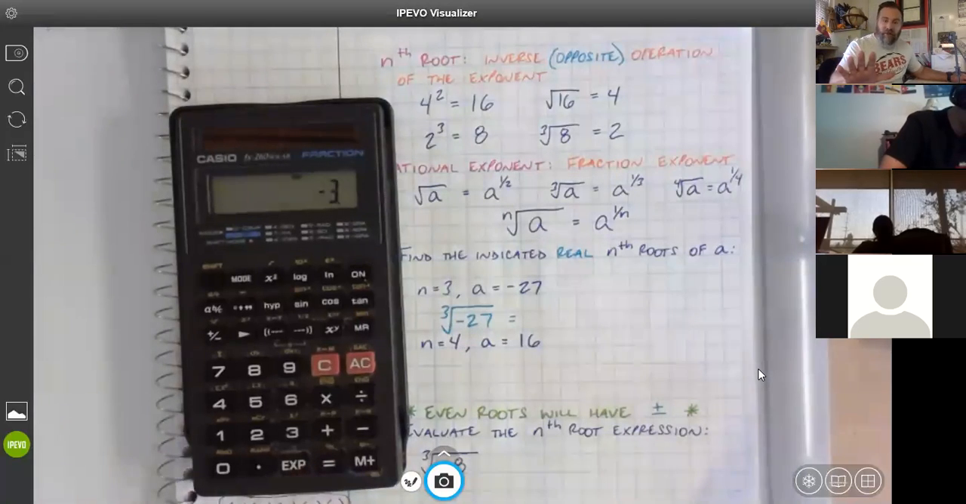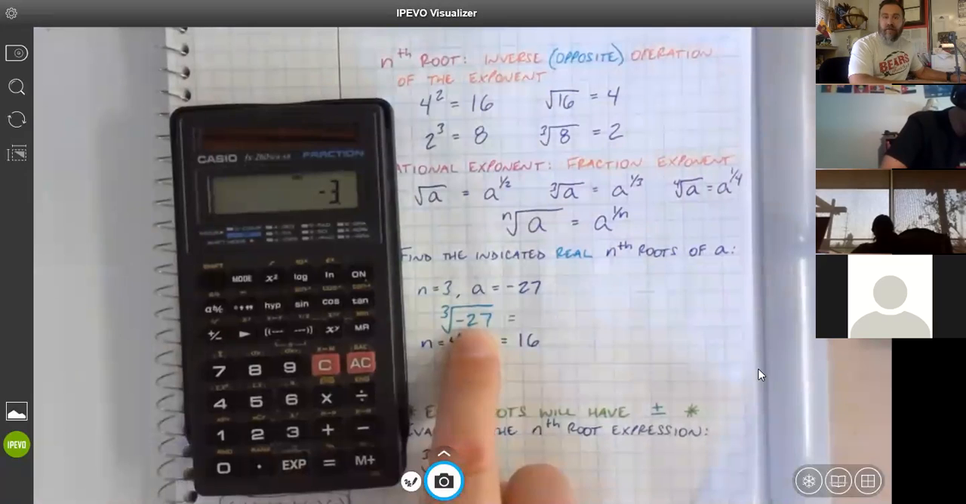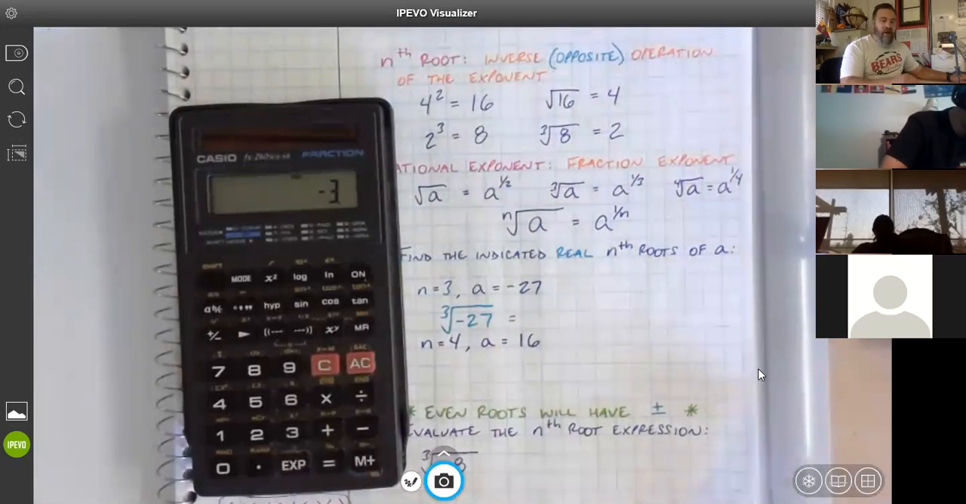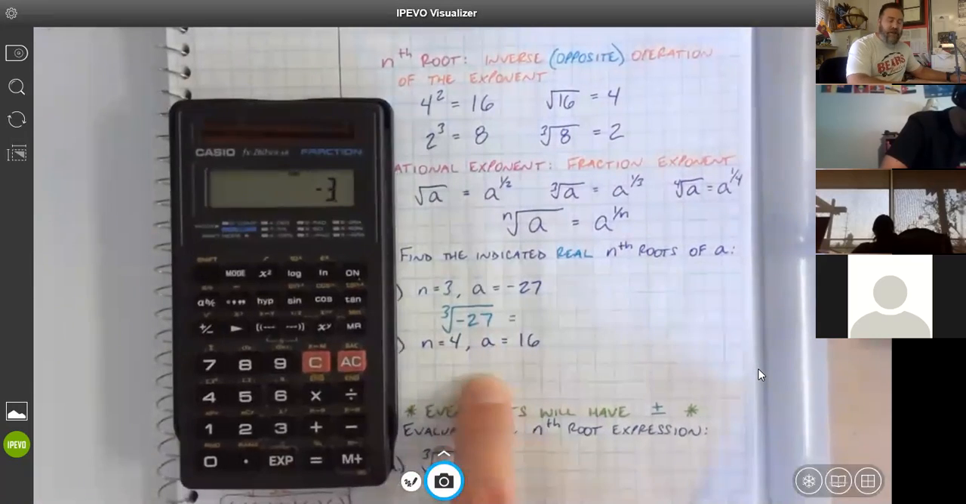Just to check that result, negative 3 times negative 3 times negative 3, which is the same thing as negative 3 cubed, should give me negative 27. So just checking, negative 3 times negative 3 gives me positive 9. That positive 9 times another negative 3 gives me negative 27. Works out. Let's do one last one to finish off the day.